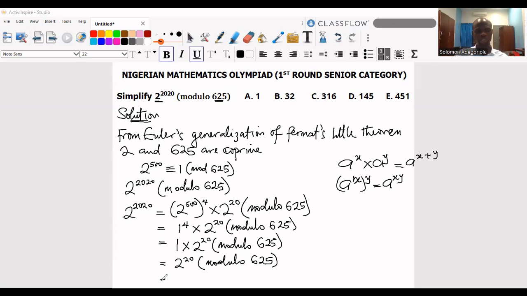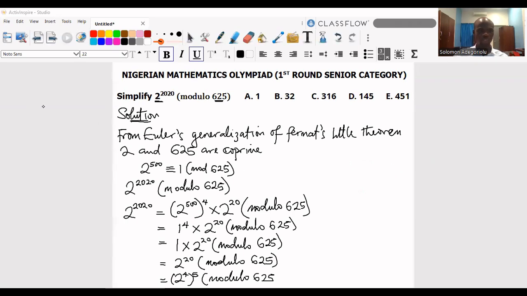From here, I can break 2 raised to the power of 20 down in form of indices to have a double power. That becomes 2 raised to the power of 4, in bracket, raised to the power of 5, still in modulo 625. So 2 raised to the power of 4, that's 2 times 2 times 2 times 2, is 16. We have 16 raised to the power of 5 in modulo 625.